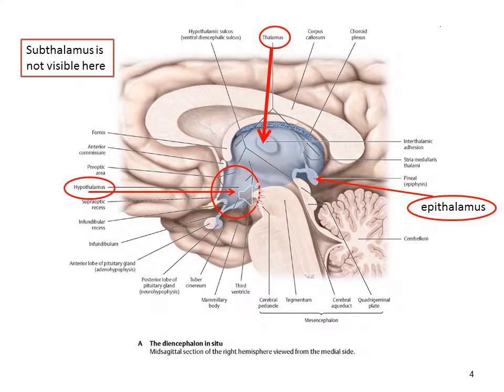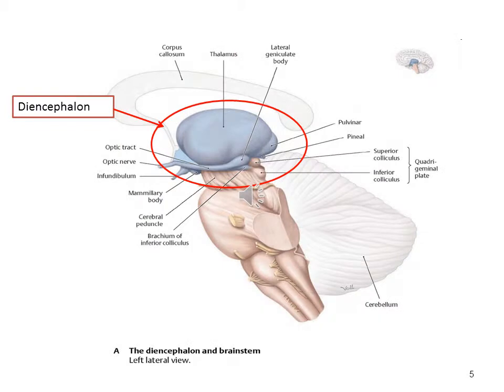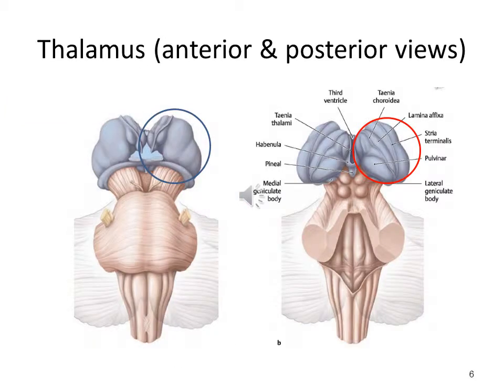Three of the 4 parts of the diencephalon are visible on this mid-sagittal section, which is a close-up view: the thalamus, the epithalamus, and the hypothalamus. The subthalamus is not visible on this slide. This is a lateral view showing the diencephalon close-up. This slide shows the thalamus from an anterior view on the left side of the screen and a posterior view on the right side of the screen.